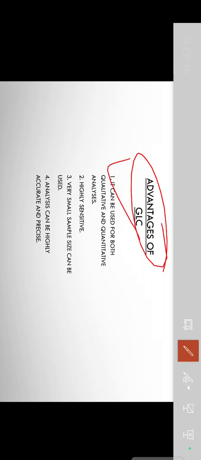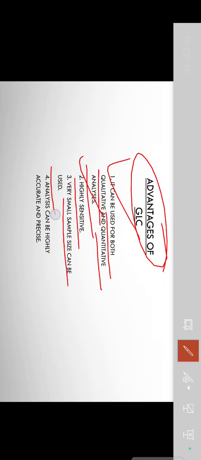Right? Let's move to the next and last slide of gas liquid chromatography, that is advantages of GLC. It can be used for both qualitative and quantitative analysis. It is highly sensitive, a very small sample size can be used, and the analysis is highly accurate and precise. Okay, so thank you very much.